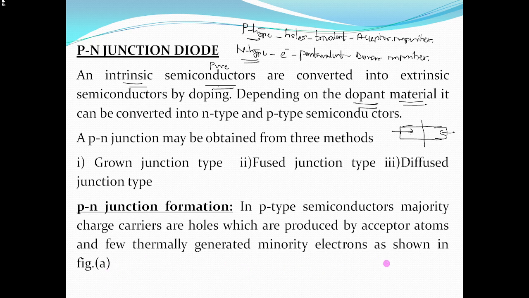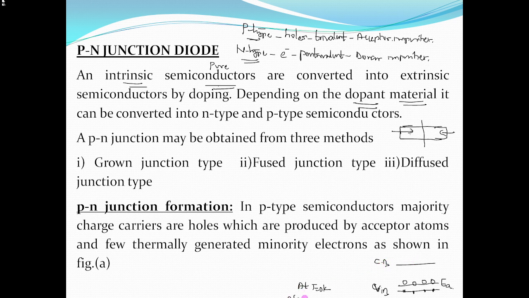Now all of you listen to me. See here, this is the conduction band and this is the valency band. Now where does the acceptor level lie? The acceptor level lies just above the valency band. At T equal to 0 Kelvin, the acceptor level is empty, meaning it is filled with holes. The valency band is filled with electrons, and the conduction band is empty.